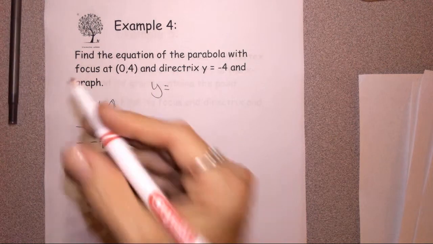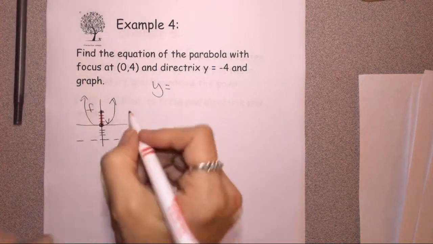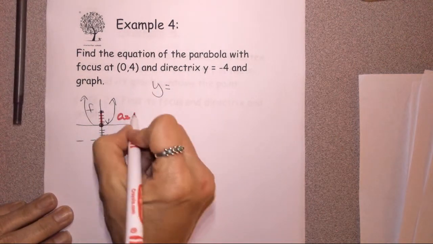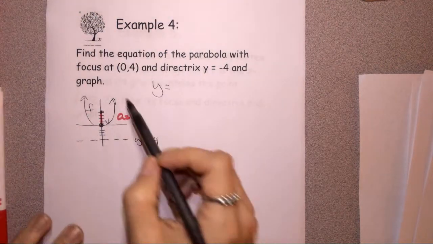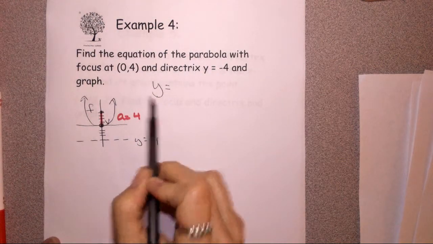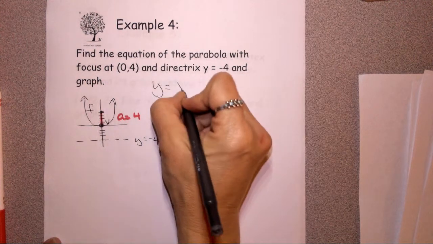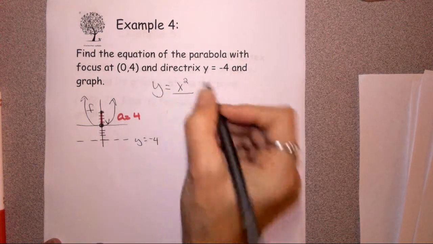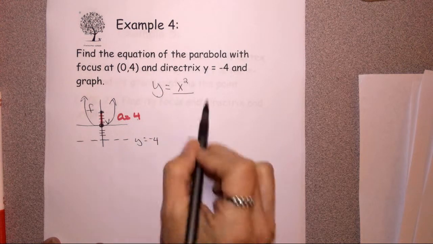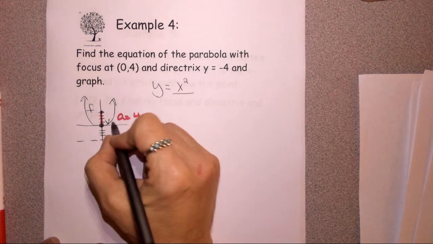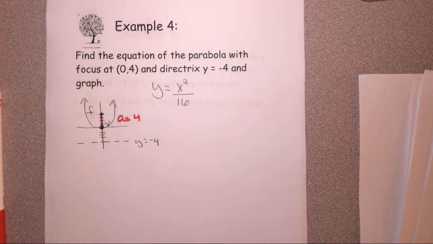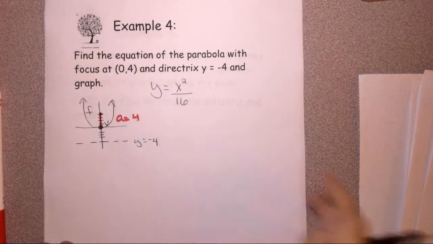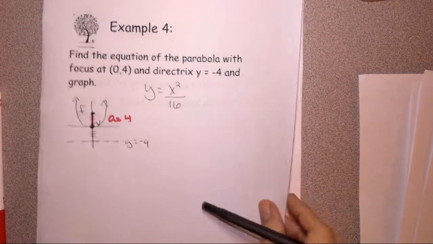I know that the distance between these two is my A. That means A is equal to 4. Okay, so I have everything I actually need now to write the equation. Because it opens up, it's going to be a y equals. It's at 0, 0, so I don't need any parentheses. My A is 4, and under here is always 4 times A, so 4 times 4 would be 16. That's it. So a lot of times just drawing the picture helps you get your equation.